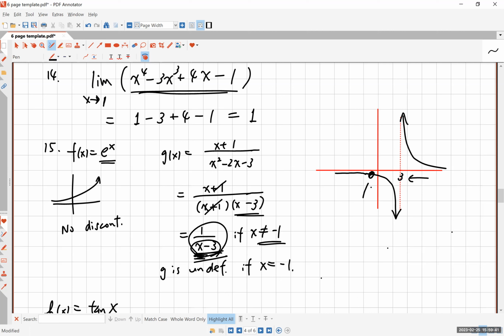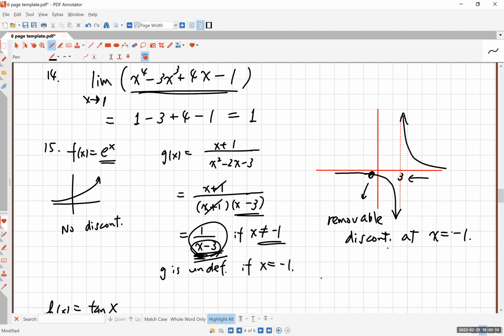So what we have is a removable discontinuity at x is equal to -1. It's called removable discontinuity because you can simply remove the discontinuity by plugging in the hole. If you just fill this, then you will not have discontinuity. So that discontinuity is easily removable because it's a hole. The idea of a removable discontinuity is basically when you have a hole.